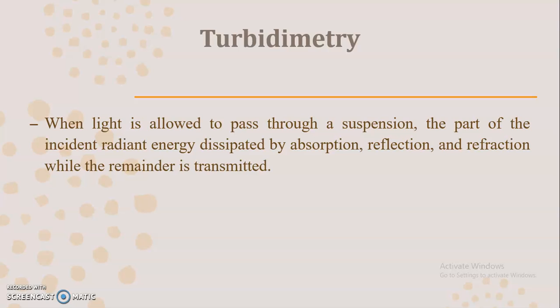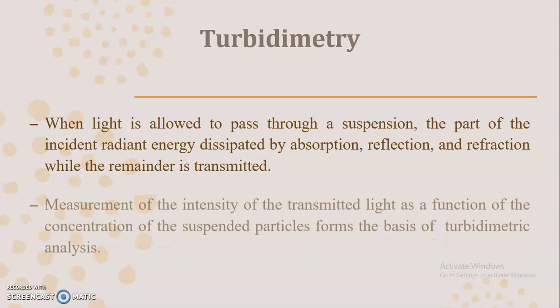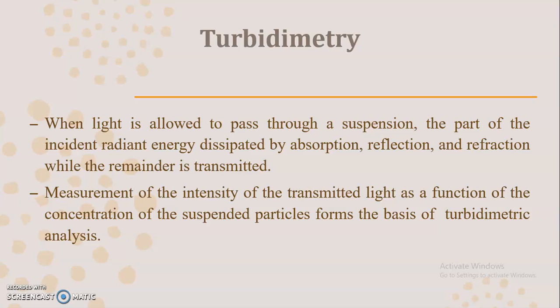When light is allowed to pass through a suspension, part of the incident radiant energy, that is the light, is dissipated by absorption, reflection and refraction, while the remainder is transmitted. Measurement of the intensity of transmitted light as a function of the concentration of the suspended particles forms the basis of turbidimetric analysis. Means the amount of transmitted light is measured in terms of the concentration.